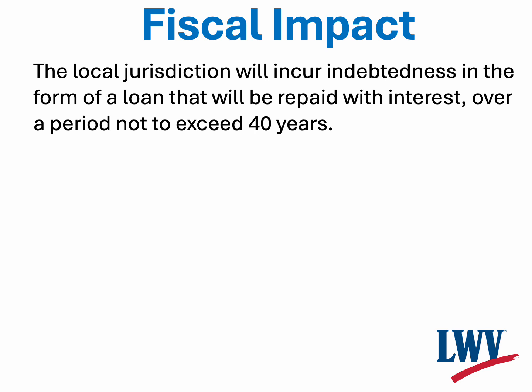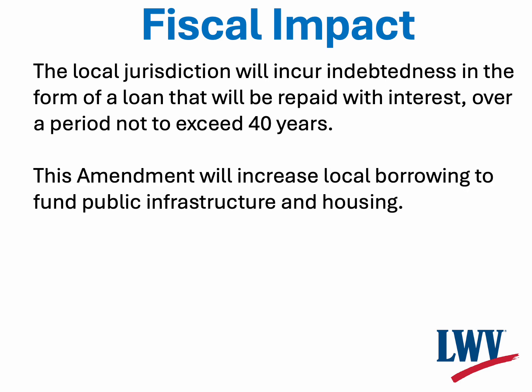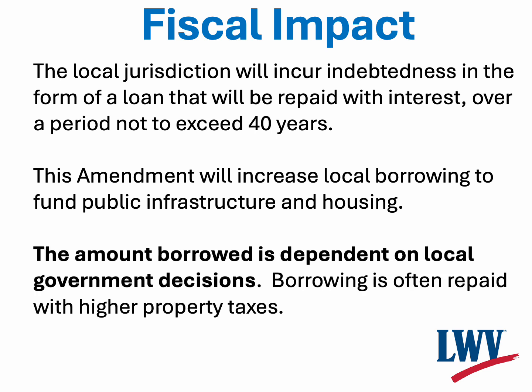Now we will talk about the fiscal impact, or the impact to the pocketbook. The local jurisdiction, that is the city or the county area, will incur indebtedness in the form of a loan that will be repaid with interest over a period not to exceed 40 years. This amendment will increase local borrowing to fund public infrastructure and housing. The amount that will be borrowed is dependent on local government decisions. That means the decisions of the Board of Supervisors in most cases. Borrowing is often repaid with higher property taxes.